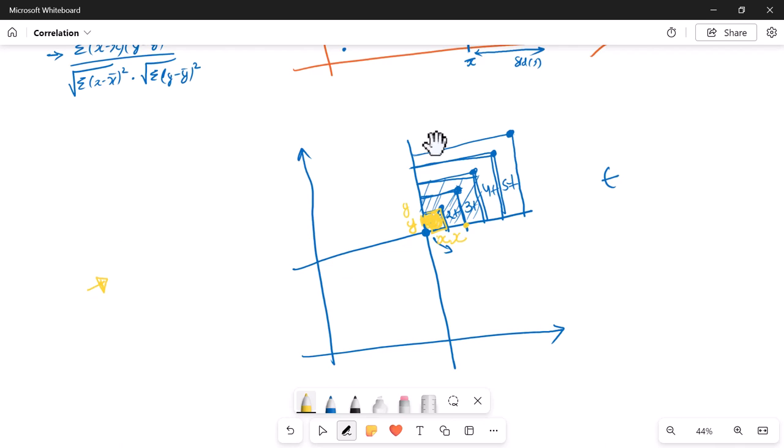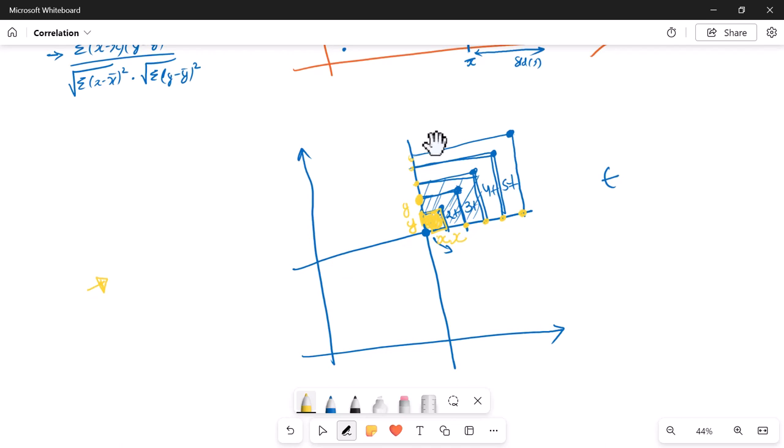For this rectangle, the x becomes 3x. For this rectangle, the x becomes 4x. And for this rectangle, x becomes 5x. So we are moving evenly in both directions, x and y. So for this, the y coordinate is y. For this particular rectangle, the y coordinate is 2y, 3y, 4y, and 5y respectively.